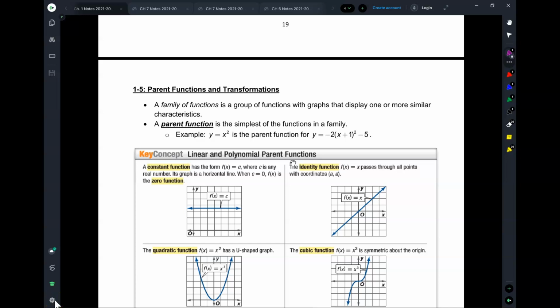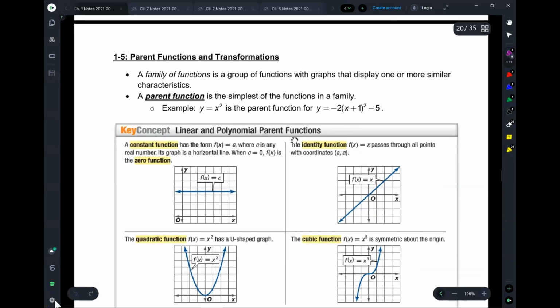In 1.5, we're going to talk about first a family of functions, right? A family of functions is a group of functions whose graphs look the same way. They have the same characteristics. So for example, all quadratic equations, no matter how they look, will always give you a parabola. So that is a family of functions, right? All cubic functions will look the same way. All absolute value functions will look the same way when you graph them. Those are families of functions.